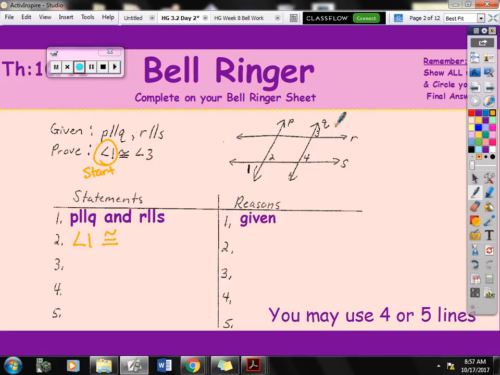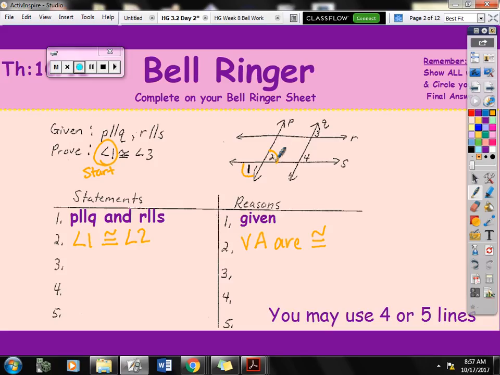Joey? Angle 2. Now, if you don't have angle 2 on your paper, you're okay. You don't have to use 2. What would be your reason, Joey? Good. Either the vertical angles theorem, write out vertical angles theorem, or vertical angles are congruent, which is the theorem itself, what it says. Okay, so he has gone from 1 to 2.